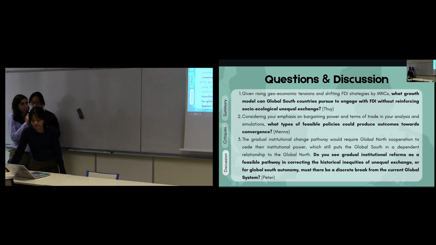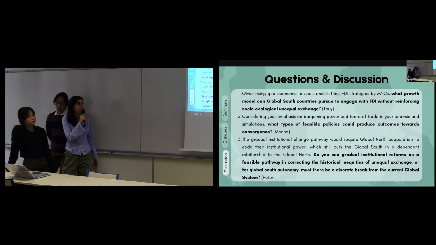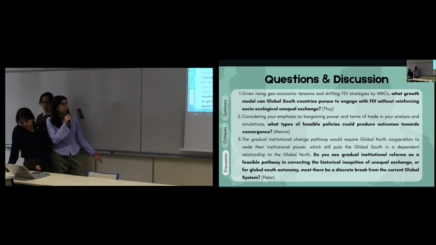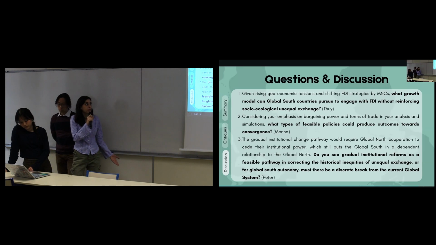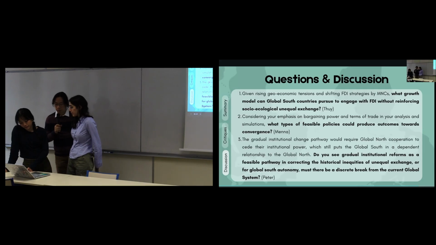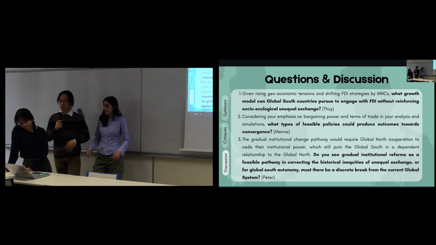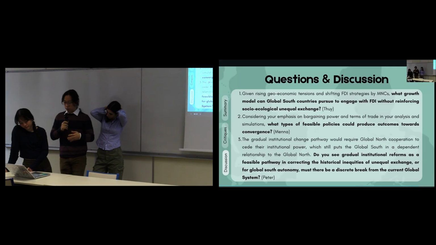Okay, my question would be, considering your emphasis on bargaining power and terms of trade in your analysis and counterfactual simulations, what types of feasible policies could actually produce these outcomes of convergence? And then my question is kind of addressing how you finished the paper, talking about the need for institutional changes and there being possibilities for gradualist or more abrupt change.